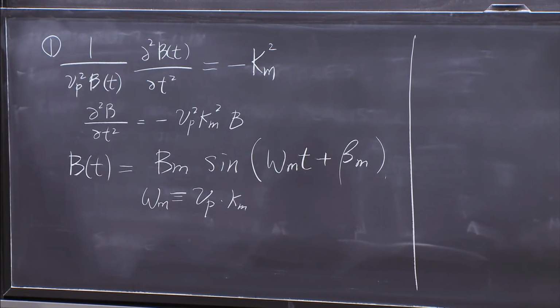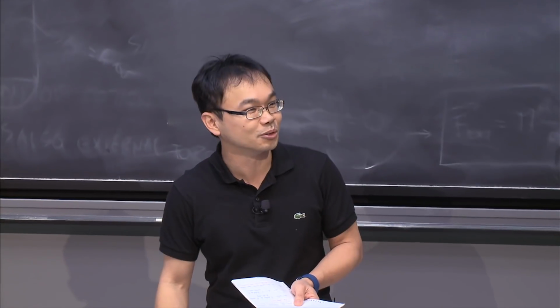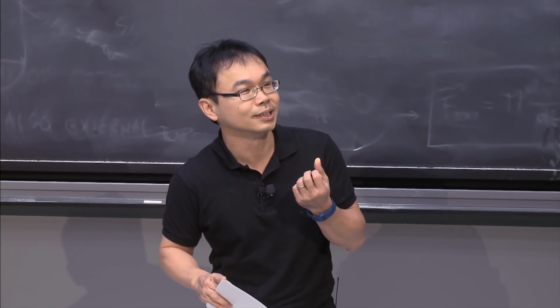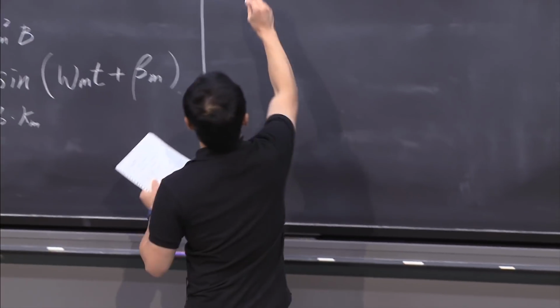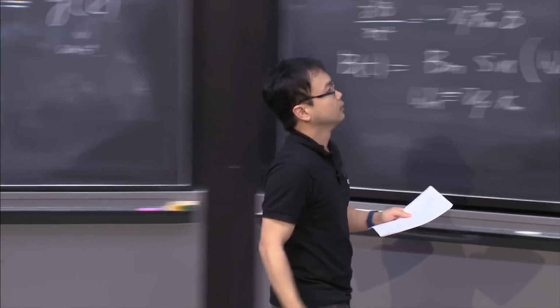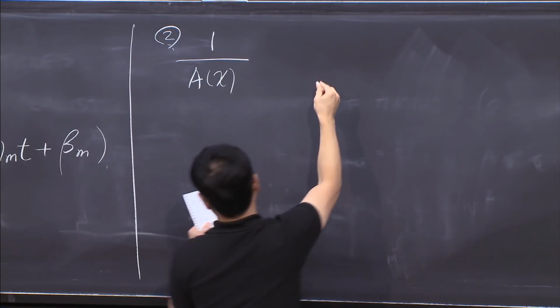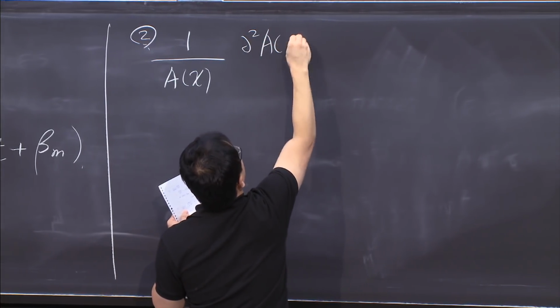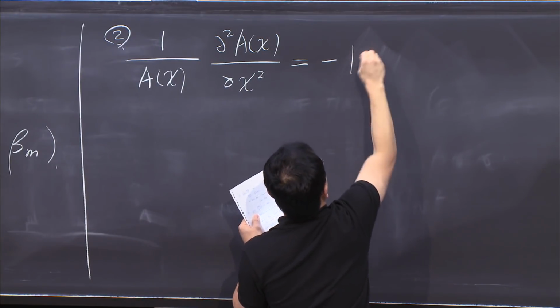So what does that mean? That means the overall motion, or overall time-dependent evolution of the system, is like harmonic motion if you look at the individual components in this system. So that's really nice. So let's take a look at the right-hand side. The right-hand side, what we have is 1 over a of x, partial squared a, partial x squared, and that is equal to minus kn squared.